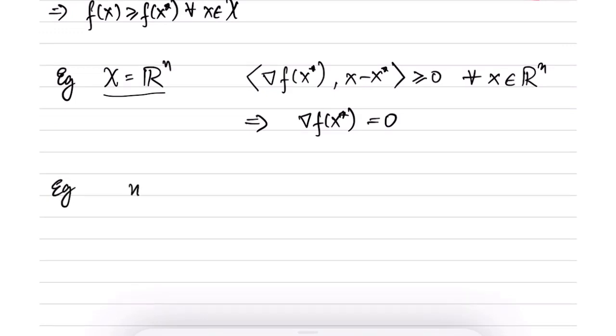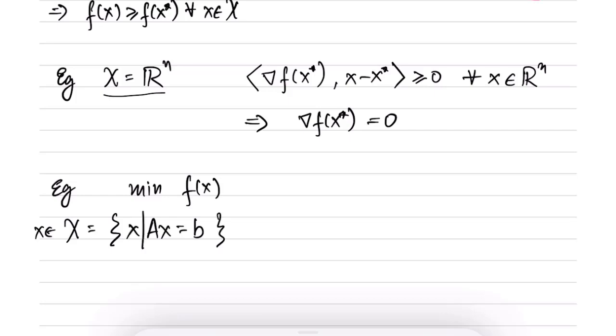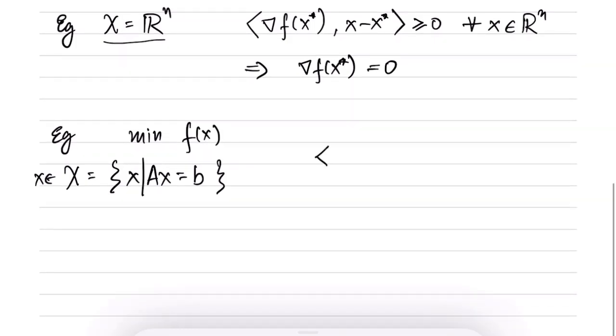So let's consider the problem minimize f of x subject to Ax equal to b. So now our calligraphic X is the set of all x such that Ax equal to b. In other words, calligraphic X is affine. So when calligraphic X is affine, the first order optimality condition can be written as the inner product of x minus x star with gradient f of x star is greater than or equal to 0.